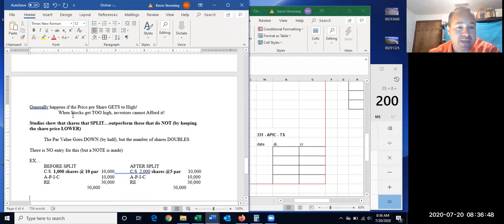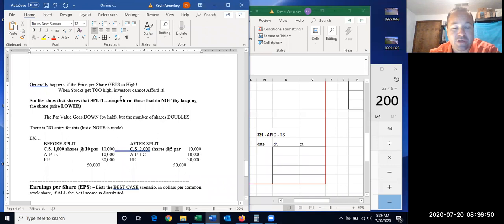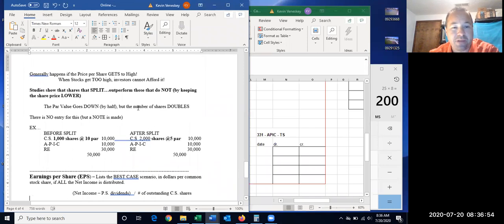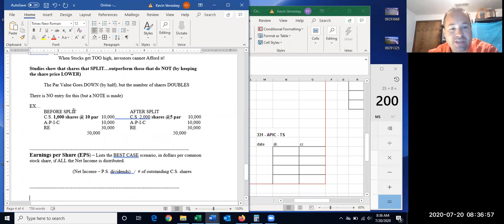And that's what I'm saying here. Studies show that shares that split outperform those that don't, by keeping the price lower. And here's a little example of what happens on a stock split. There's no journal entry. Notice your common stock, your APIC, your retained earnings, and your total all stay the same. Nothing changes except the number of shares and the par value. That's the only thing that changes.